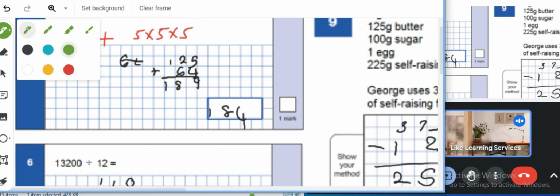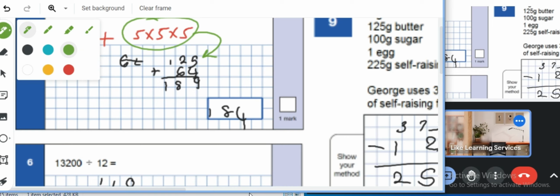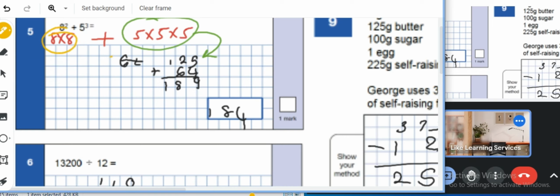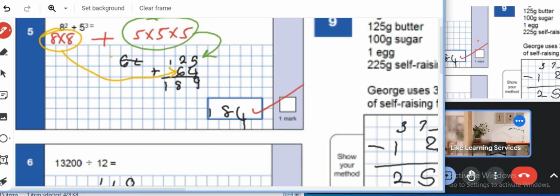And this one, you got it. 5 times 5 times 5 will give you 125. Am I right? Yes, sir. That's this one. Then 8 times 8 will give you 64. So we got that one too. 64. And then you add it up, you got 189. That's correct. Because now this plus this, or 125 plus 64.